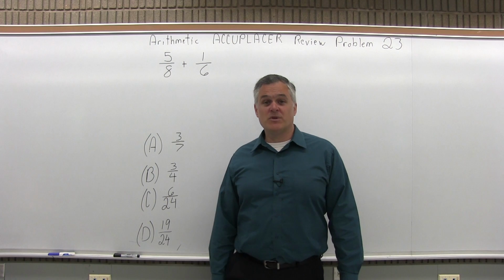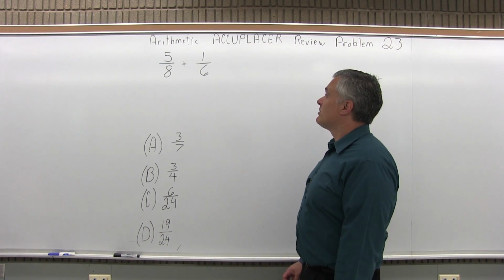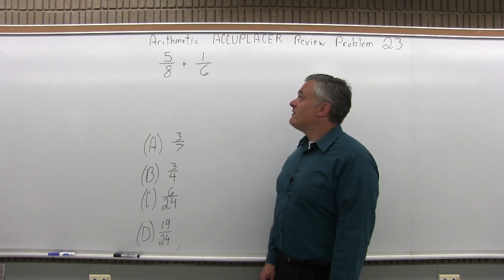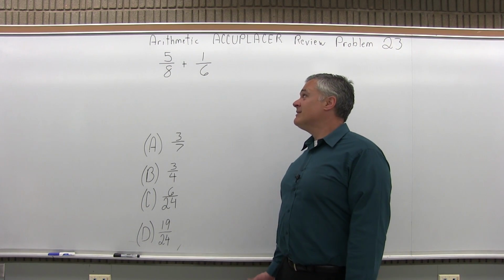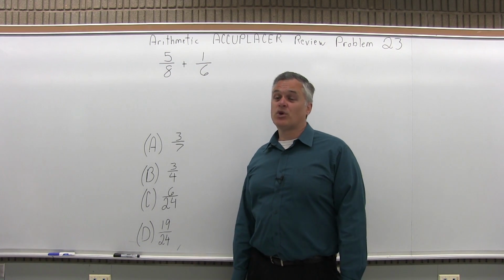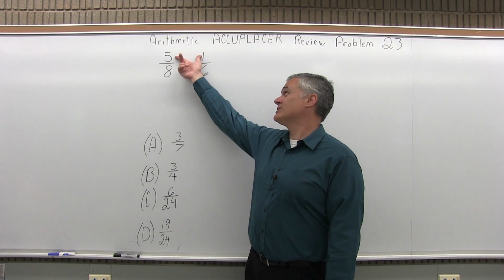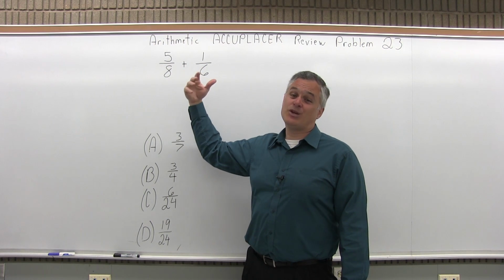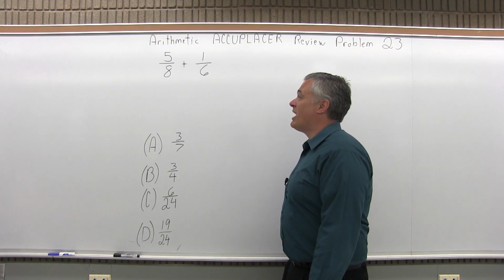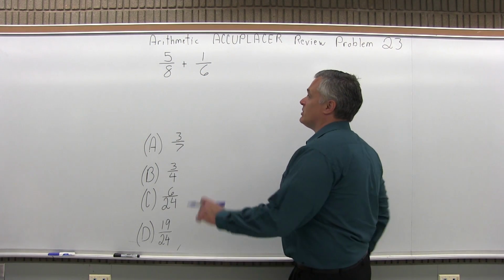This is the Arithmetic ACCUPLACER Review, problem number 23. We have to add 5/8 plus 1/6. Now what makes this difficult is you have to find the common denominator. A common mistake is just to add across the top, 5 plus 1, and add across the bottom, 8 plus 6. And that is how you multiply fractions, but for adding and subtracting you do need a common denominator.